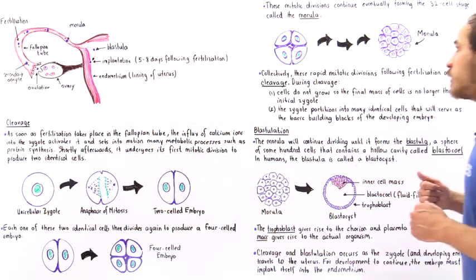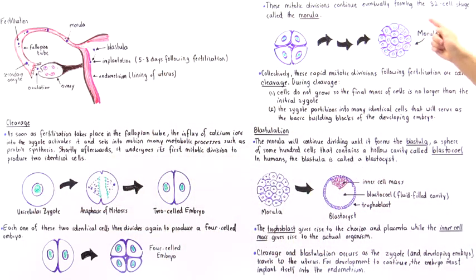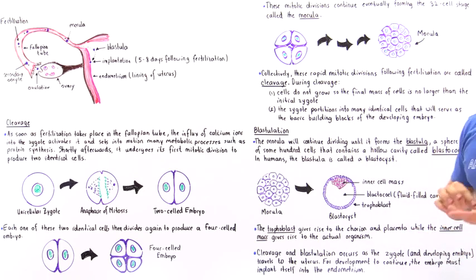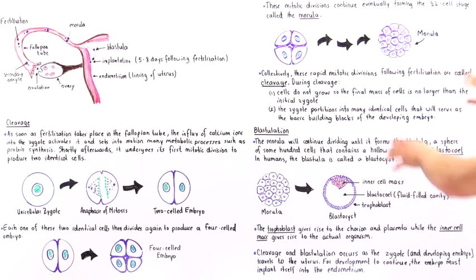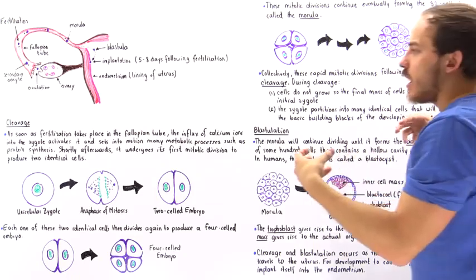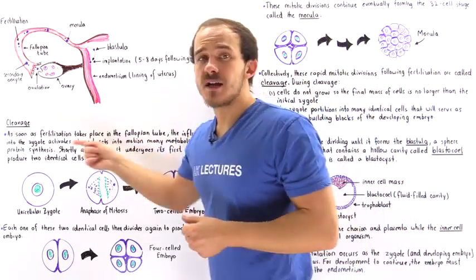Eventually, we form a structure that consists of 32 identical cells that all carry the same exact genetic information. At this point, these individual cells are called blastomeres, and this entire structure is called the morula. Now, what the morula is, is this spherical structure of identical cells. And this is a structure that exists during the process of cleavage.